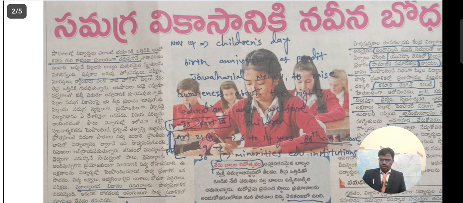Then there are Beti Bachao Beti Padhao, Skill Development Mission, Deen Dayal Upadhyaya Grameen Kaushal Yojana, Udaan, Sabla, SWAYAM, Sugamya Pustakalaya, DIKSHA, and KGBV, Kasturba Gandhi Balika Vidyalayas. These kinds of schemes were initiated by the central government. These are the best things that happened.